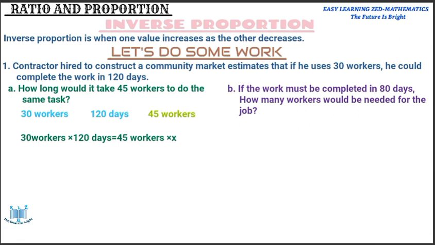To do that, we are going to divide both sides by 45 workers. So I'm going to write that, then I divide by 45 workers. Once I've done that, you can see that on the right side of the equal sign, we've got 45 workers on top and 45 workers down. That makes it easier for us to just cancel 45 workers out. So we cancel down and we cancel on top.